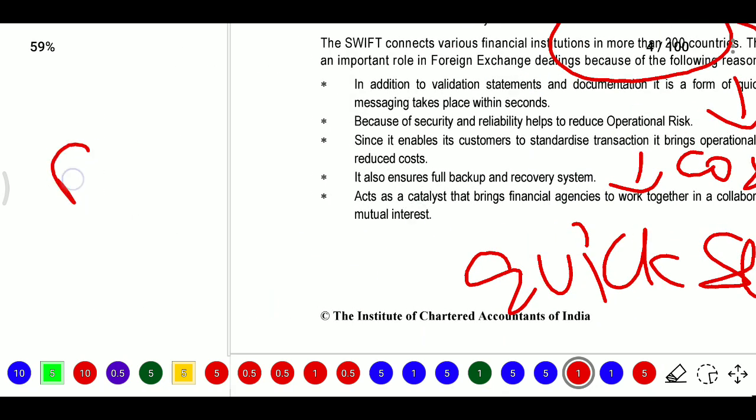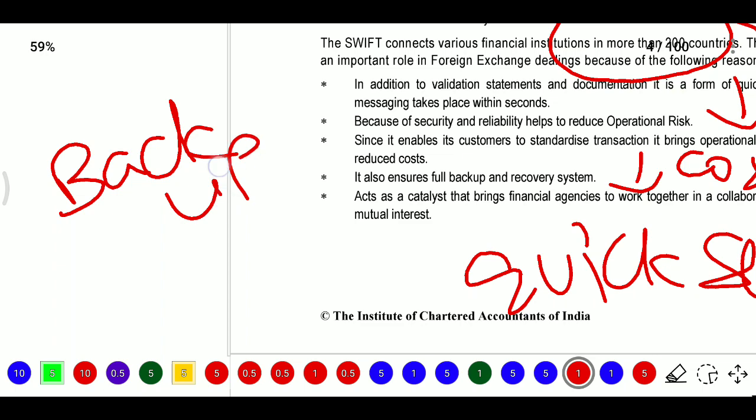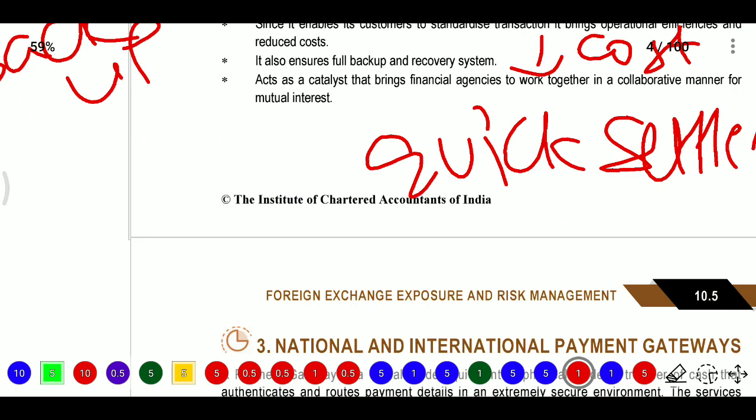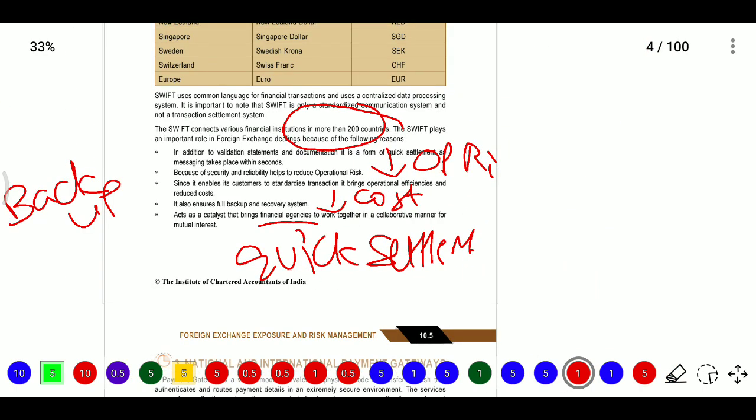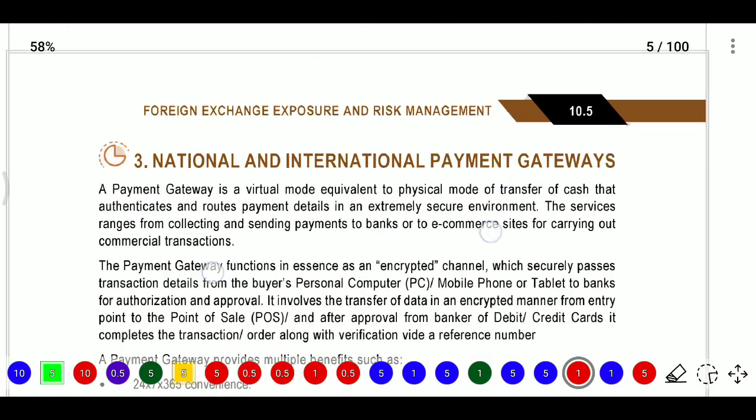It also ensures a full backup and recovery system, and it acts as a catalyst that brings financial agencies to work together in a collaborative manner for mutual interest. So what are the reasons? Firstly, quick settlement; then security and reliability, reducing operational risk; then standardized transactions, which reduce the cost; full backup; and the catalyst for financial agencies with mutual interest. And after that, national and international payment gateways.